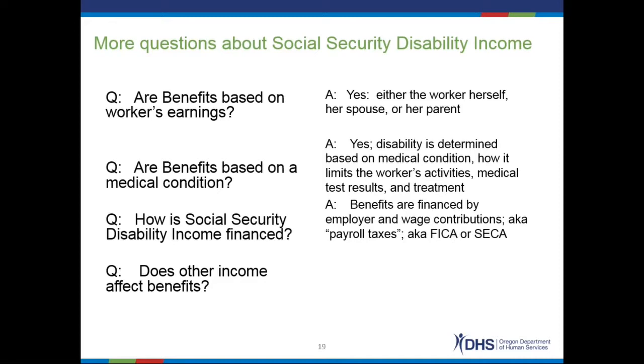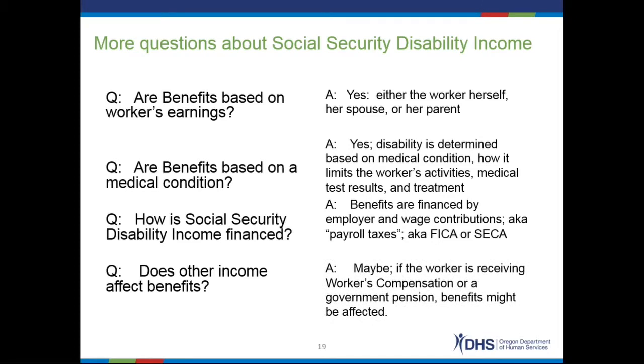Same way regular Social Security is. We all, our employers and we ourselves contribute via our wages, payroll taxes, again, FICA or SECA. Does other income affect benefits? Maybe. If the worker is receiving workers' compensation or a government pension, benefits might be affected. So it's not necessarily an asset test, but it might hinge on whether they're getting some other type of compensation.